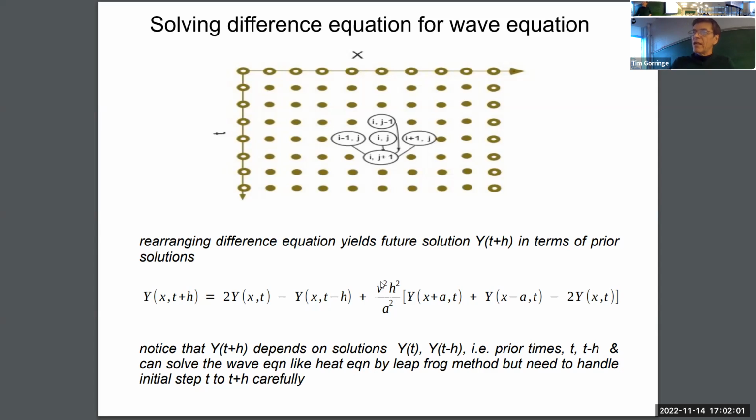You also see this parameter, r, which involves the size of our space lattice, the size of our time lattice, and the speed of the wave that depended on the tension and the mass of the string.